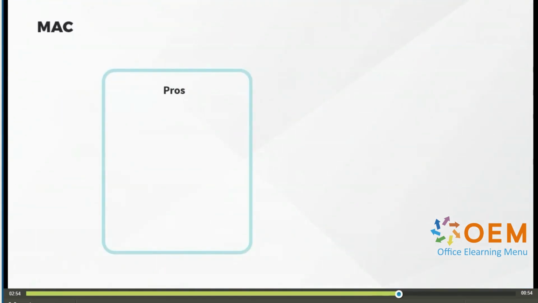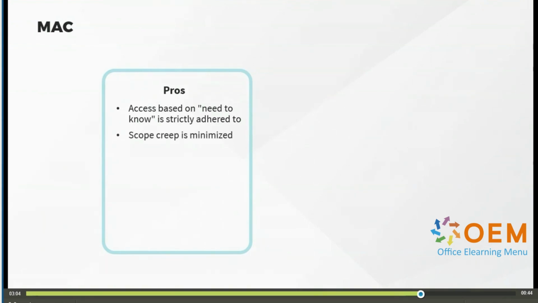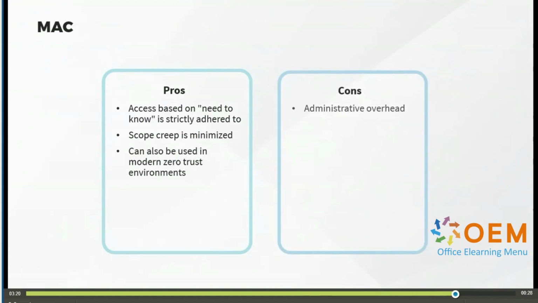The pros of a MAC model is that the access is based on need to know, or even a zero trust model. It must be strictly adhered to. Scope creep is minimized, whereas in a discretionary model, there's a high propensity for privilege or scope creep. Another pro is that the MAC model can also be used in modern zero trust environments. On the downside, however, there's much more administrative overhead. Again, usually done by a team or a committee. You have to define and know all the possible states and information flows and the transitions.